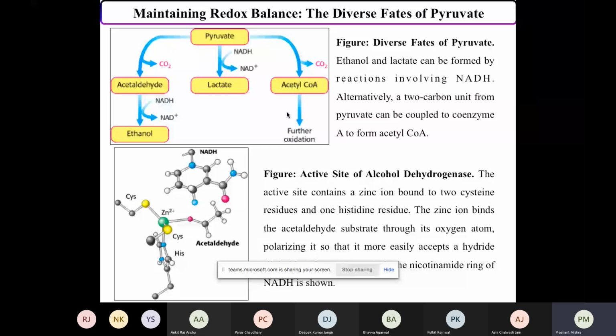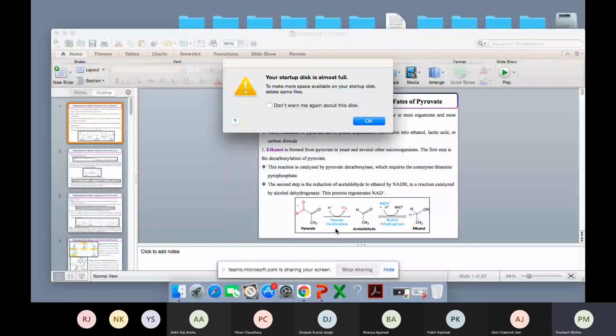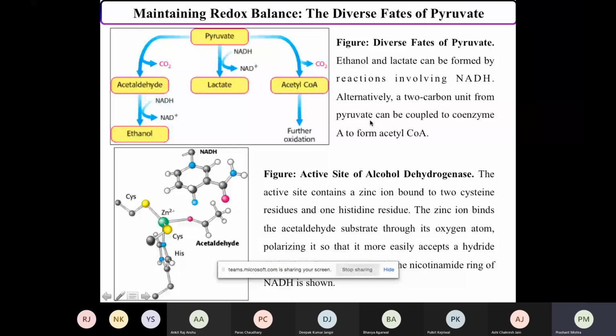Now, interestingly, the enzymes involved here, whether alcohol dehydrogenase or other dehydrogenases, are very interesting enzymes. They are the ones carrying out this reaction, and this is the mechanism which has been given, where the active site contains a zinc ion bound to 2 cysteine residues and 1 histidine residue. The zinc ion binds to the aldehydic substrate through the oxygen atom, and this polarization occurs, and that's why the hydride ion is accepted.